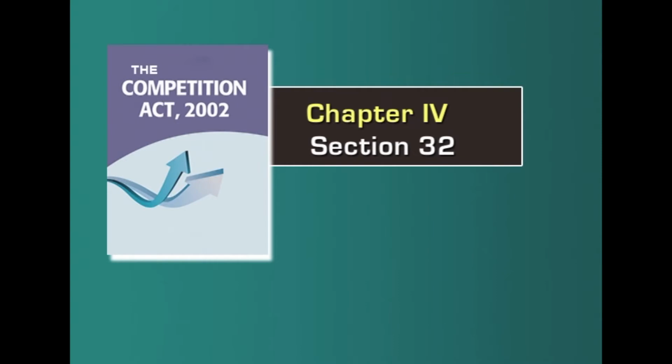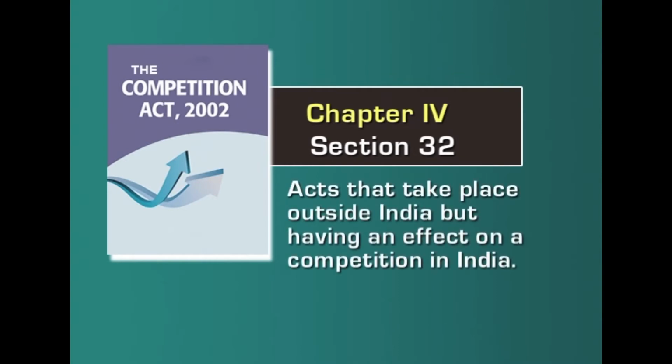Let us deal with issues which relate to incidents which adversely affect the competition regime in India, and these acts occur outside the territory of India. Section 32 talks about certain acts that take place outside India but have an effect on competition in India. The Commission has been conferred power by virtue of this section, and the language of section 32 reads as follows.